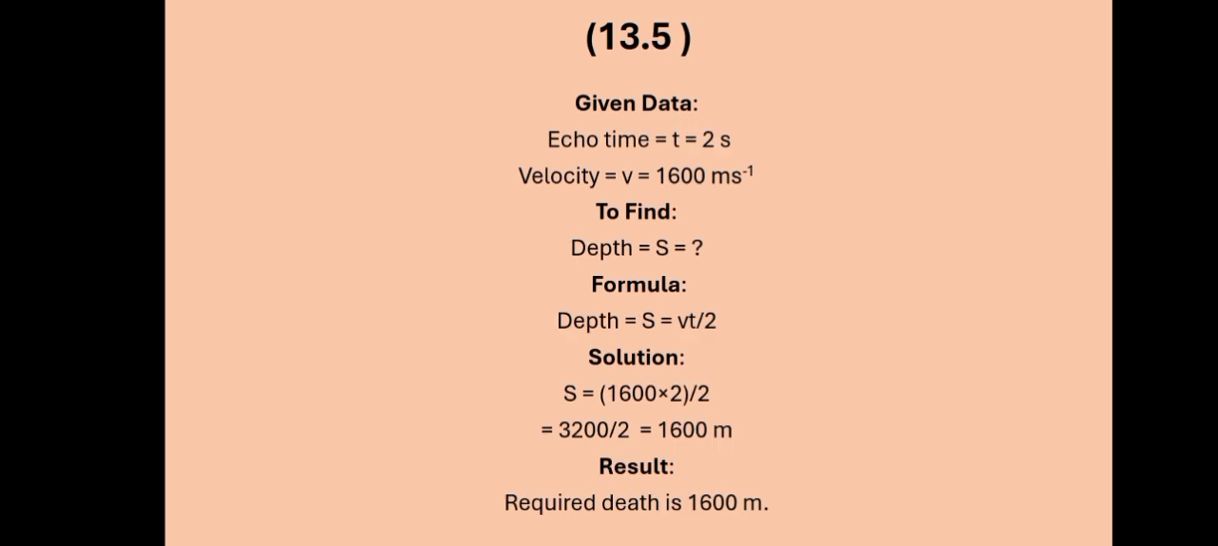Now move to the next numerical 13.5. Given data, echo time बता दिया गया, that is not a time period, just a time. T is equals to 2 seconds and the velocity is 1600 meter per second. To find depth, depth is represented by s and its unit will be meter. Formula: s is equals to vt divided by 2. The 2 is used here because to calculate the depth we have to divide the total value of the distance by 2.